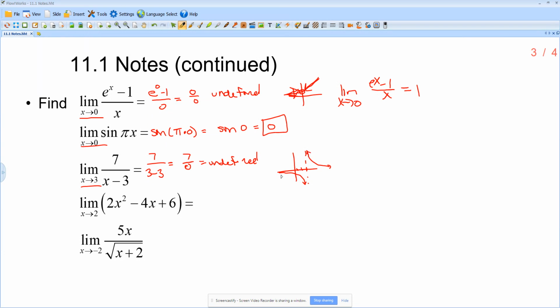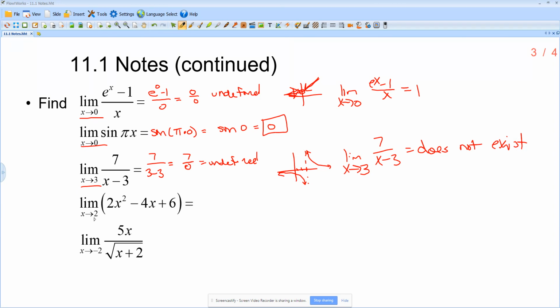So if I'm talking about an overall limit as I go to 3, from the left, I'm going to negative infinity. From the right, I'm going to positive infinity. So this doesn't meet either criteria in those first two cases. This is unbounded. It's rising or falling infinitely, and it has a different rise and fall from left and right. So here, your answer is not undefined. It's that the limit as x goes to 3 of 7 over x minus 3 does not exist. Not undefined, does not exist.